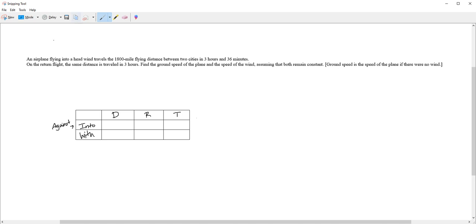Okay, so this is going to be a quick video on wind and current problems. Wind and current problems are done the same way. What you have to understand about wind and current problems is that the wind and current in a situation is either going to add to the speed or it's going to take away from your speed.